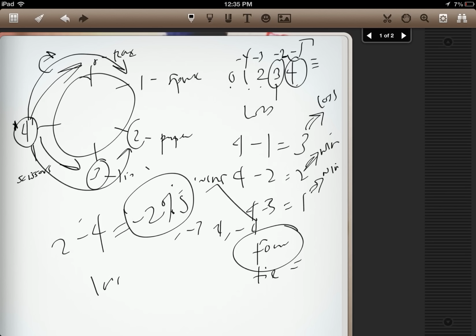Same goes for 1 and 4. 1 minus 4 is -3, right? And -3 on our modular table is 2, and we know that 2 represents a win. So we can say Spock wins over scissors. And that is the idea behind the modular arithmetic, or the modular expression, in our rock, paper, scissors, lizard, Spock game.